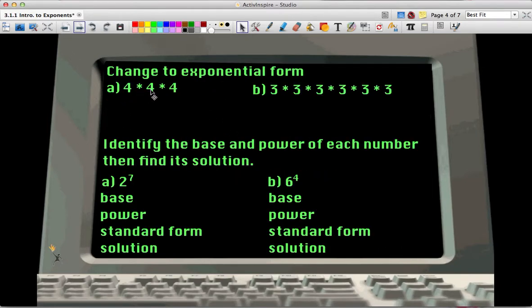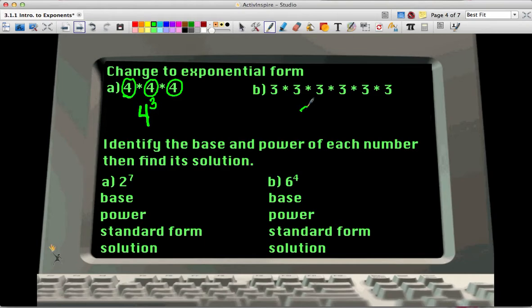All right, so when looking at this, when we change something to exponential form, we have to look at the number that's being multiplied. In this case, the number that's being multiplied is 4. So 4 is going to be our base, our big number, and then our exponent is how many times that number is being multiplied. So I have 1, 2, 3 4s. So this is going to be 4 to the 3rd power. All right, so I want you to take a second and try this one on your own, and when you come back, I'll check your answer.